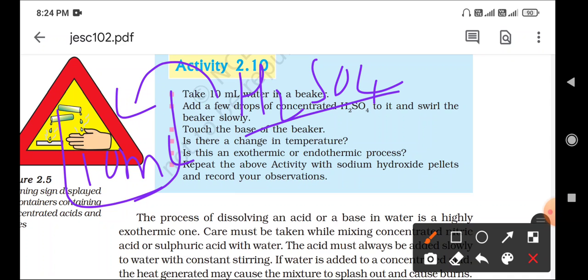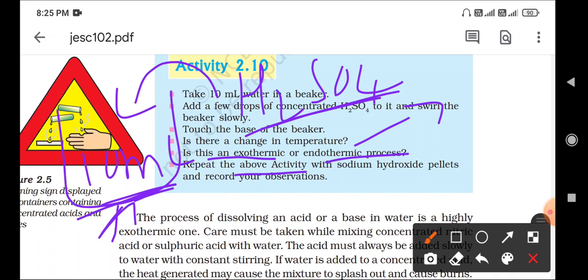Touch the base of the beaker. There is a change in temperature. You have to observe that when we added the H2SO4, we feel it is warm, because we are adding H2SO4 to it. Is this an exothermic or endothermic process? Your answer is correct, this is an exothermic reaction. Heat is released, so it is called exothermic. If heat is absorbed, it is called endothermic.